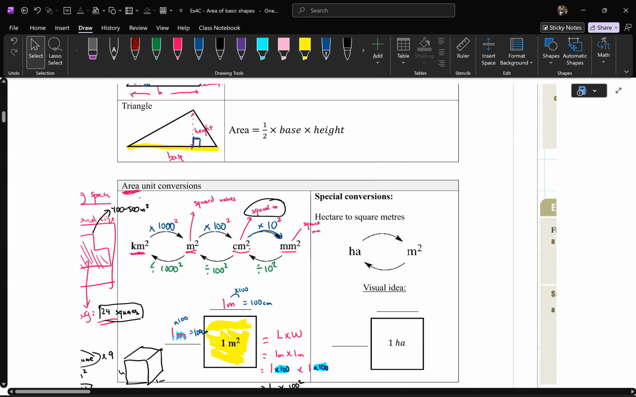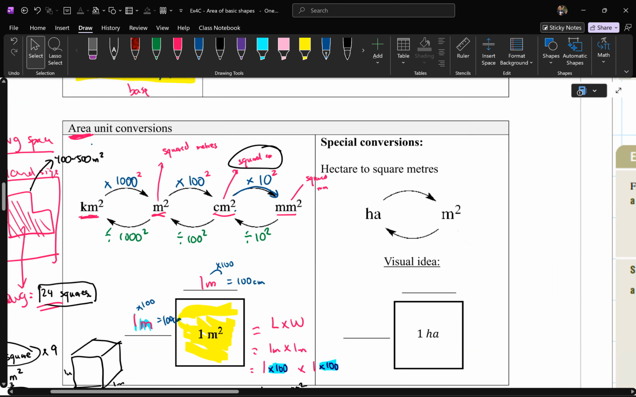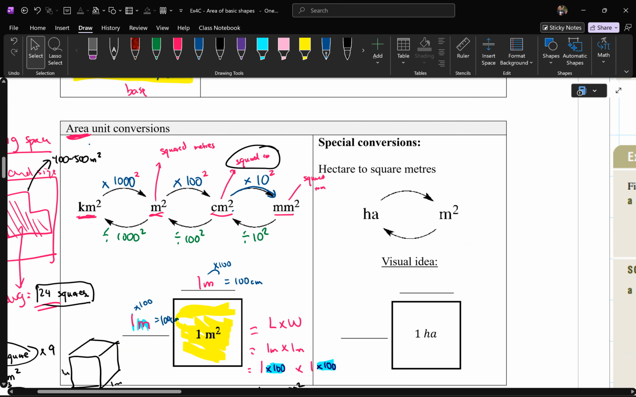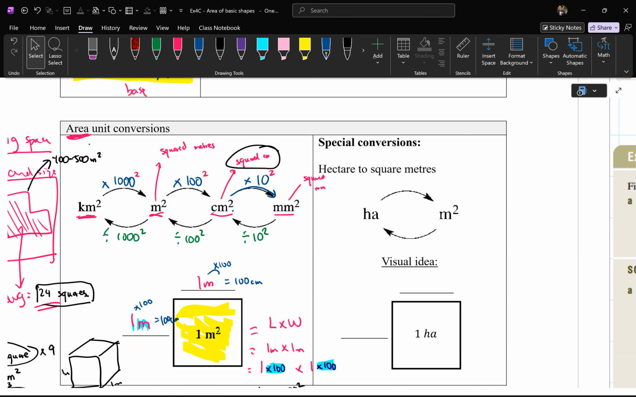So the language when you're reading this, I am going to catch you out when I ask you a question. If you say meters squared, I'm going to fix you. You must say squared meters, squared centimeters, squared millimeters, not the other way around. Same thing with cubics. You say cubic meters, cubic centimeters, cubic millimeters, not the other way around.